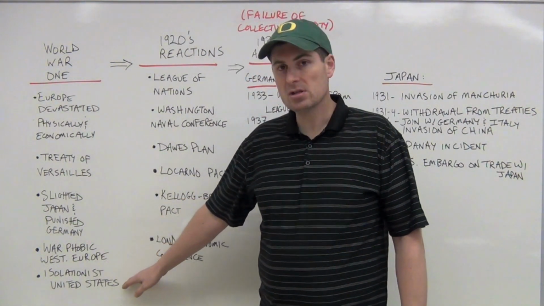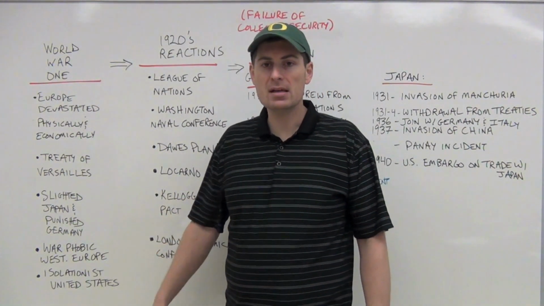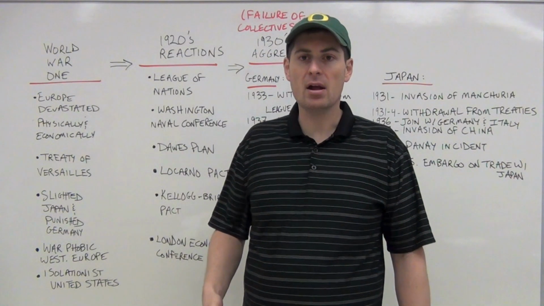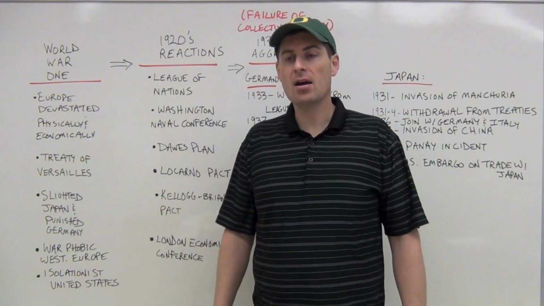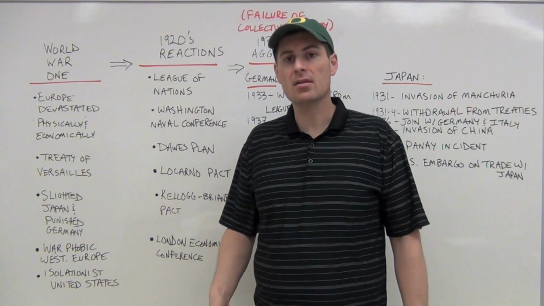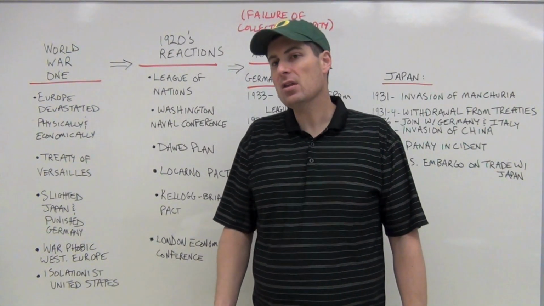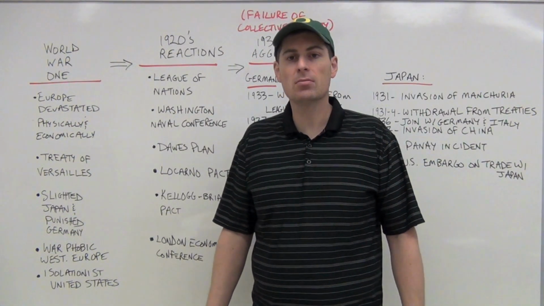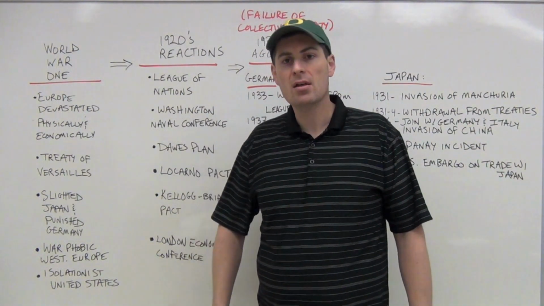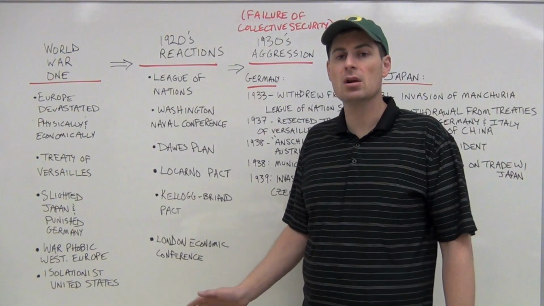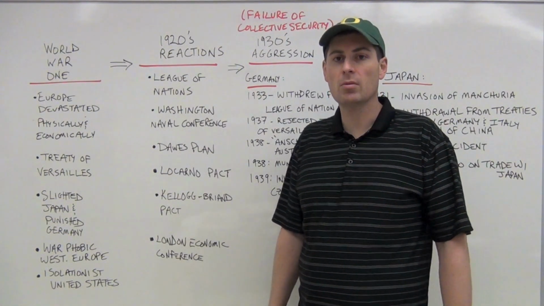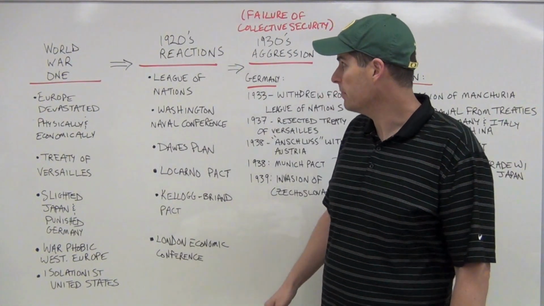You also have an isolationist United States. The U.S. is disillusioned. They're not very happy about what they see happening. They aren't happy with the Treaty of Versailles. Everything about the way the war ended leaves them with a bitter taste in their mouth. They're determined not to get involved again. The United States becomes isolationistic, retreating into, we're not going to be involved in what happens in Europe once again.